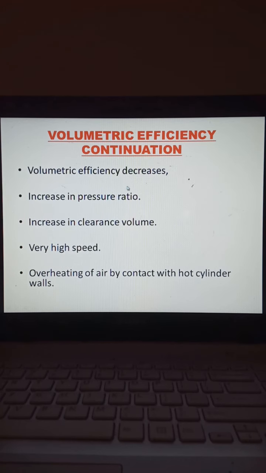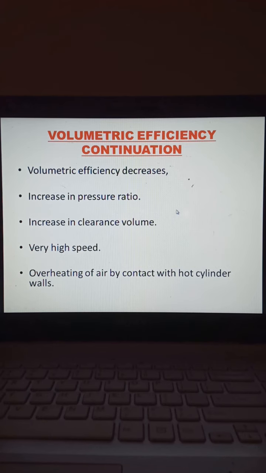So the volumetric efficiency decreases due to the following reasons. The first one is an increase in pressure ratio, then an increase in clearance volume. Then when the speed is very high, the volumetric efficiency will definitely decrease. And as I told in the previous slide, the overheating of air when it comes in contact with the hot cylinder walls and the hot suction walls causes a decrease in volumetric efficiency.